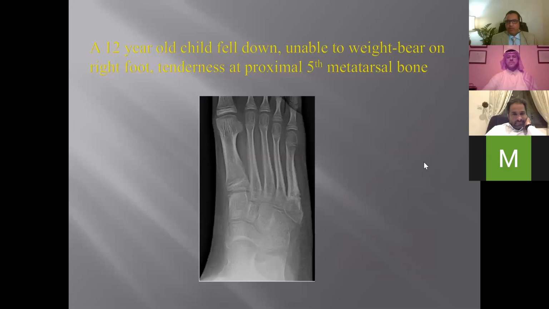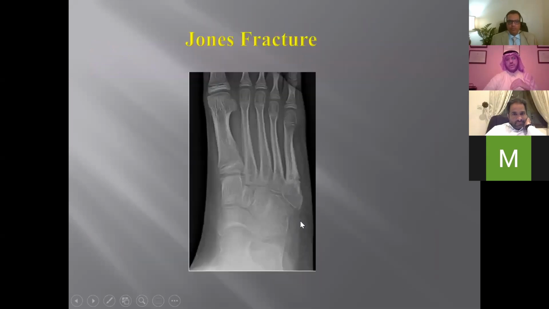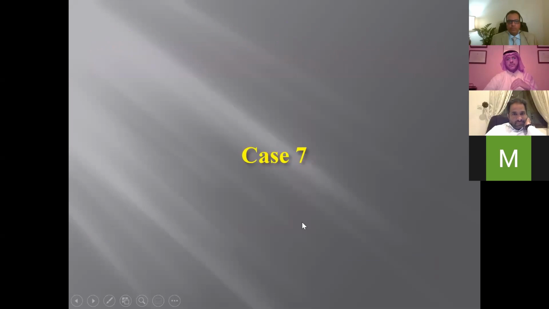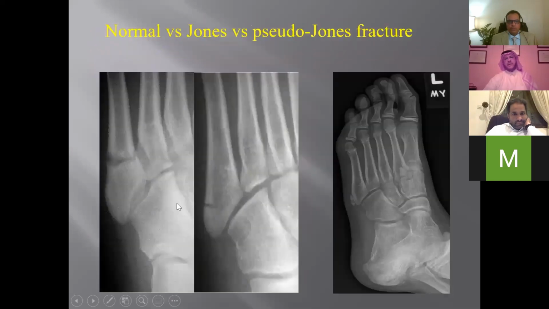Yeah, sure. As I mentioned, the Jones fracture is more dangerous compared to Pseudo Jones. Let me go to the slide here. Okay, again, this is the Jones fracture, this is Pseudo Jones, and this is the normal. The problem with the Jones fracture is that it is very difficult to heal, and that's why they prefer to do surgery, screwing or nailing of the fifth metatarsal bone.